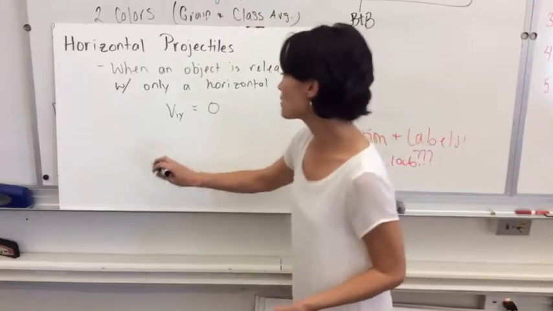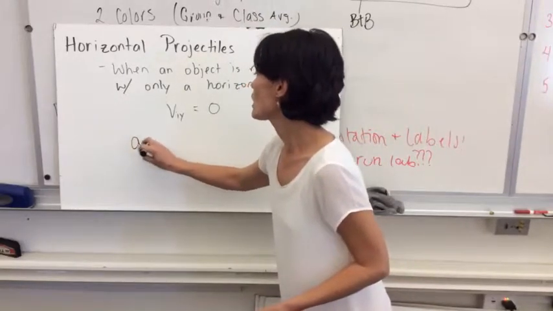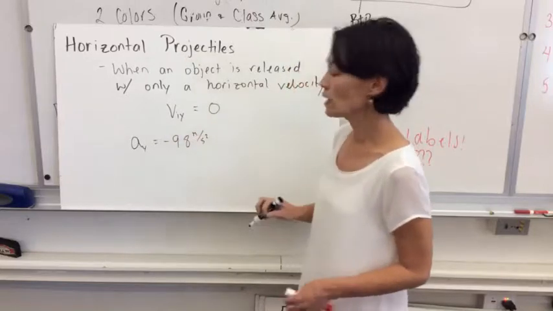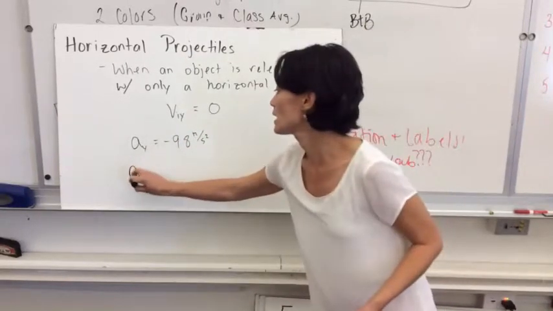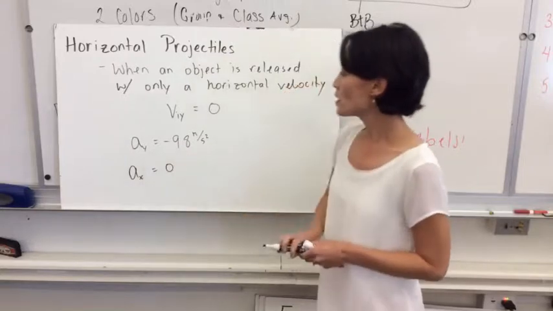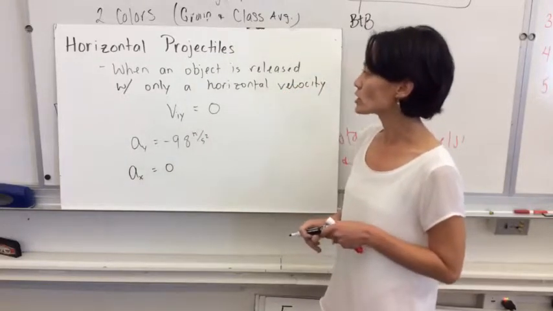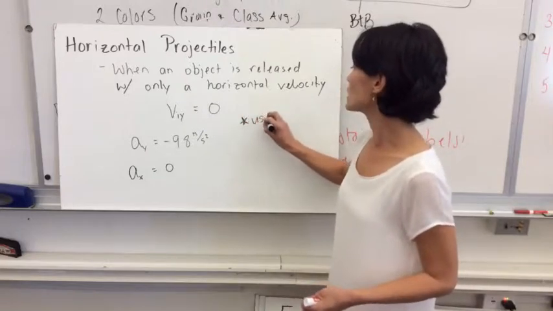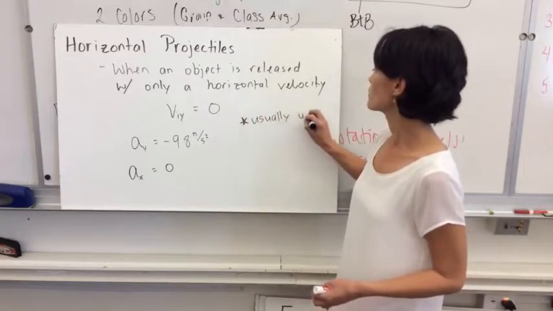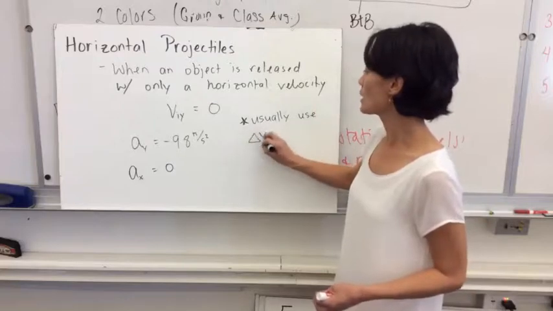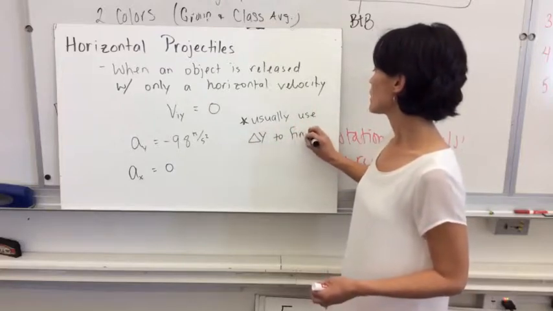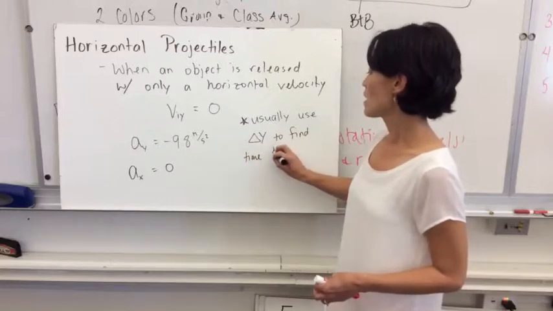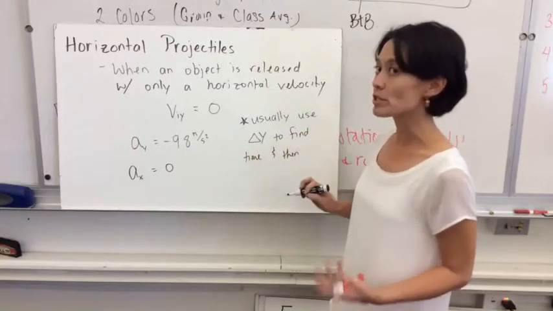We're still going to have the same idea that a_y is going to be negative 9.8 meters per second squared. And in fact, again, my x acceleration is just going to be 0. But this in itself will simplify our equations. And we're going to see often that we usually use delta y to find time, and then use that time to find the range.